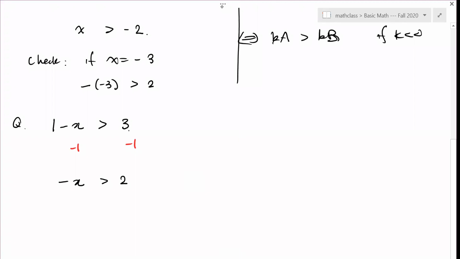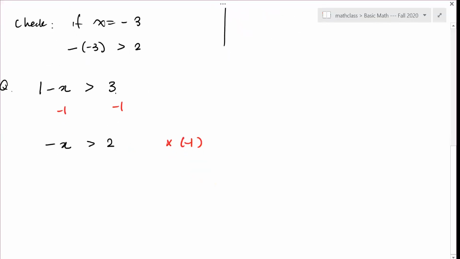Okay, then you multiply both sides by -1. But when you multiply by a negative number, you have to change the direction of the inequality. So that would be negative x times -1, and then it should be less than 2 times -1.